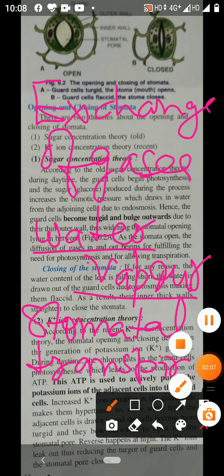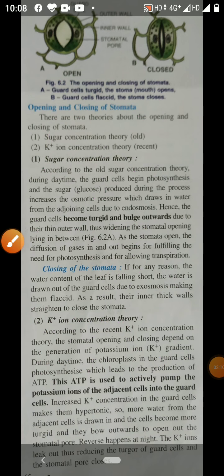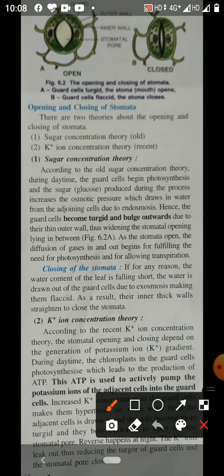If you see the structure of stomata, then you can find their minute opening, that is called stomatal pore or stoma. It is surrounded by two bean seed shaped or kidney shaped guard cells. Like this, these are the two guard cells, and in between the guard cells is the opening. This opening is called stomatal pore or stoma.